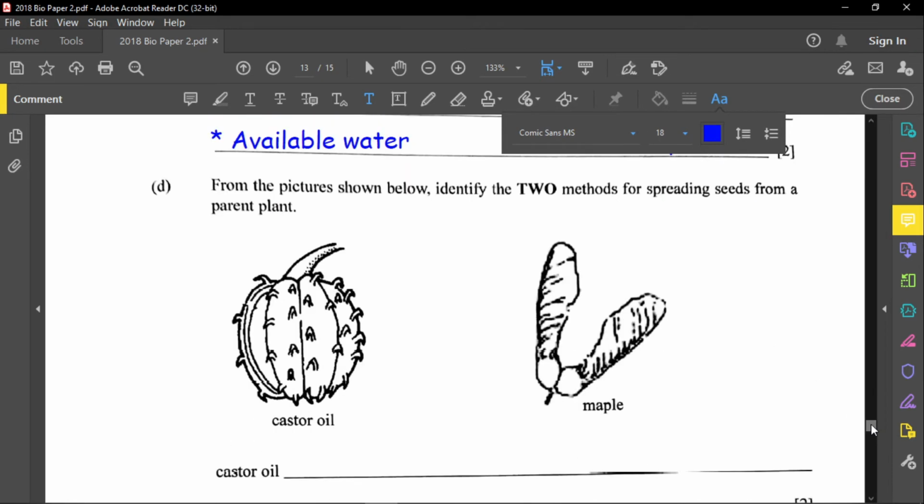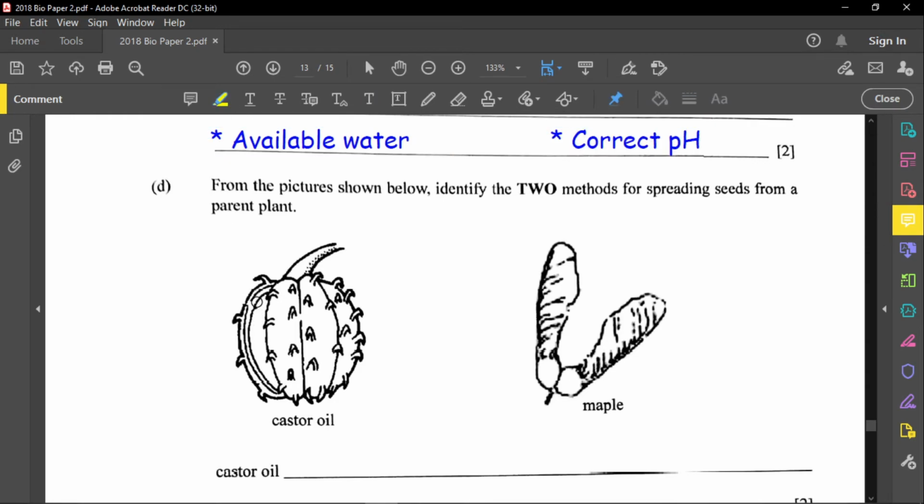All right. Now, structured question D. It says, from the pictures shown below, identify the two methods of spreading seed from a parent plant. I want to highlight something based on this diagram. This is a castor oil plant, right? Here you have a particular opening of the castor oil pod. That means there's a reason why it is open, right?